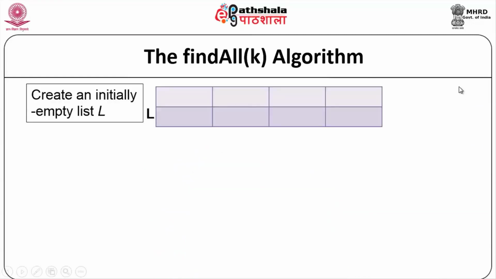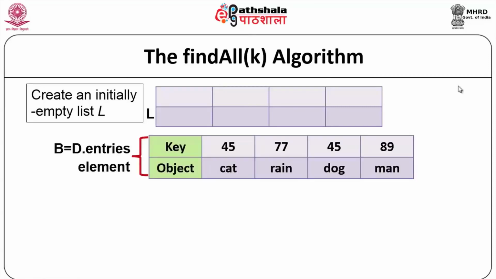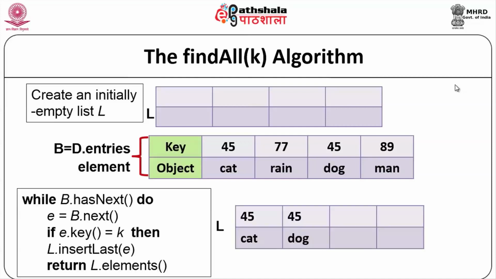So, create an initially empty list L. That is what we have created here. Then you have a key and an object. Assume that you have the keys 45, 77, 45, 89 and the objects associated: cat, rain, dog, man. Let us assume this, and when B has a next, you put an entry. Remember, we want to find all the elements associated with k. Here we have two values associated with 45, and we want the output L to contain the findAll k, that is, all the elements associated with that particular k.